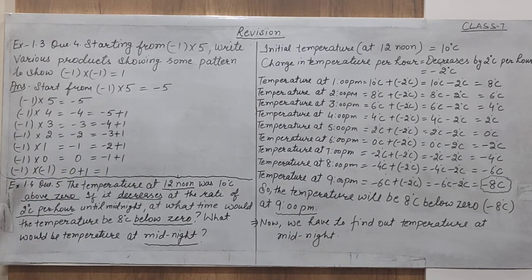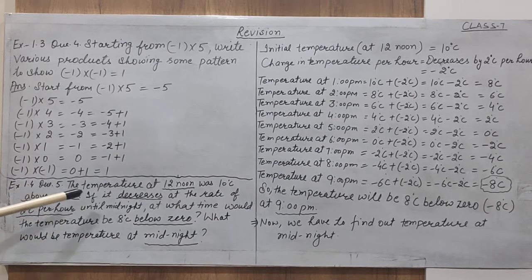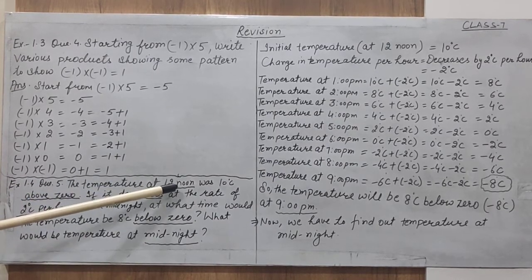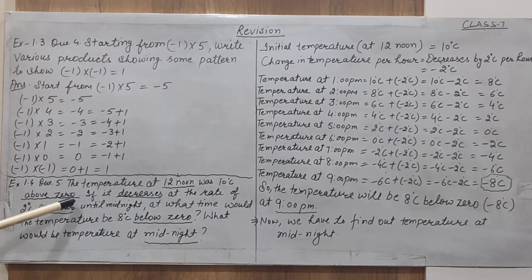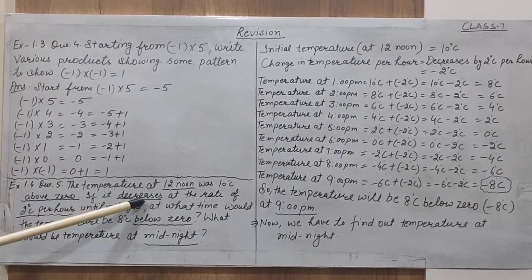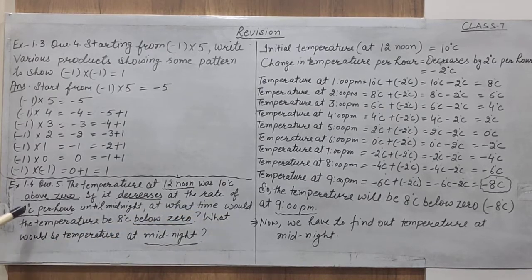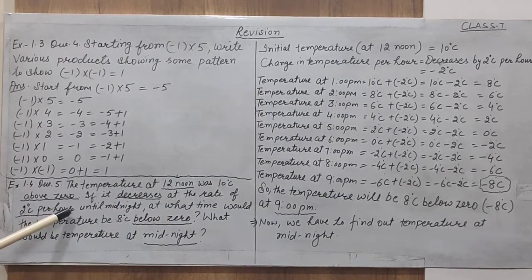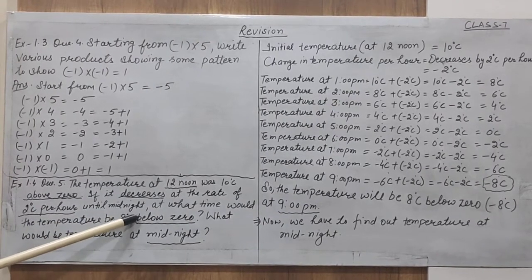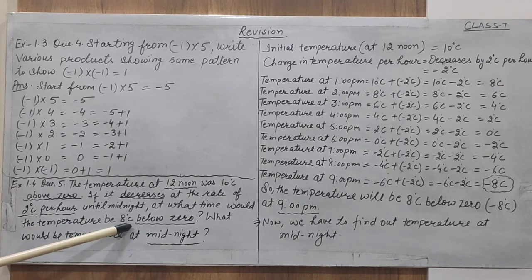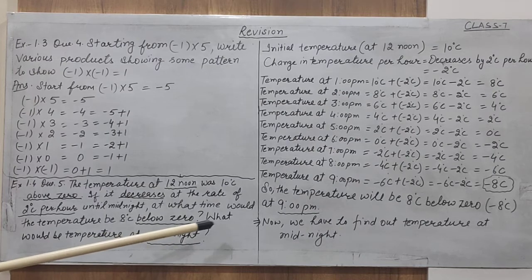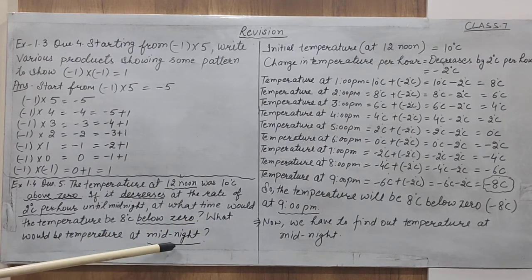Alright, now come towards the next question. So the next question is exercise 1.4, question number 5. The question is, the temperature at 12 noon was 10 degree Celsius above 0. If it decreases at the rate of 2 degree Celsius per hour until midnight, at what time would the temperature be 8 degrees Celsius below 0? What would be the temperature at midnight?